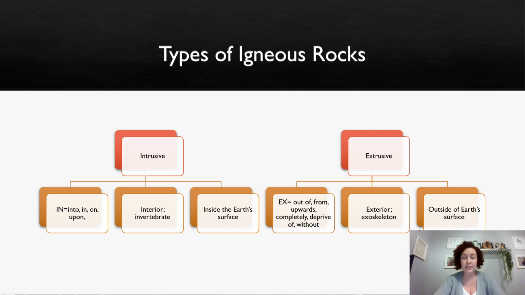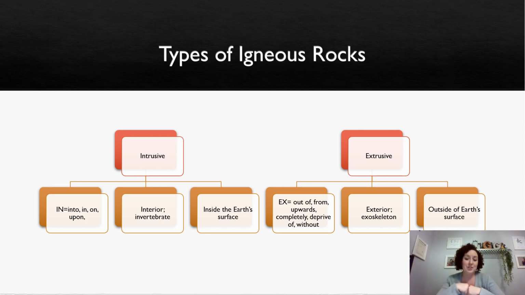Because of having this definite line between what is magma and what is lava, that is what brings us into our two different types of igneous rocks. So we have intrusive igneous rocks and extrusive igneous rocks. So let's break it down a little bit. Intrusive, meaning in, into, on, upon. Think of interior, invertebrate. This is something that is inside something. So any intrusive igneous rock is found within Earth's surface. This means then that this is cooled down magma, not lava.